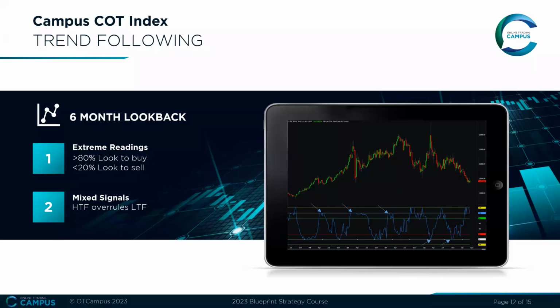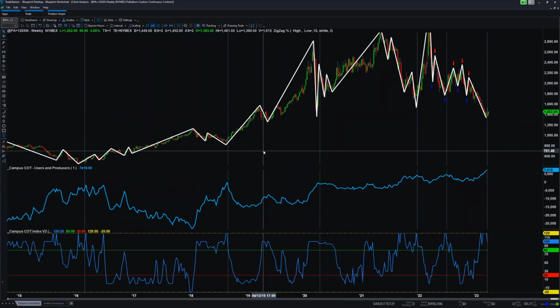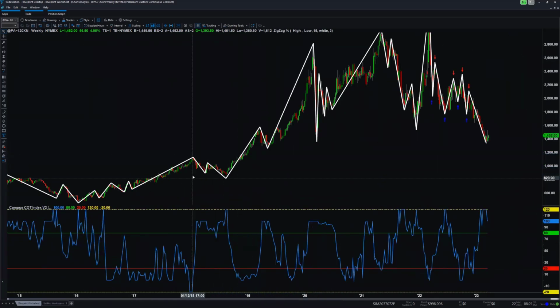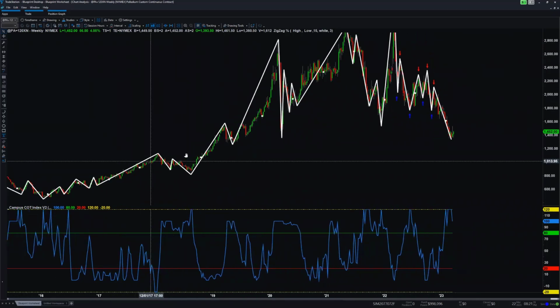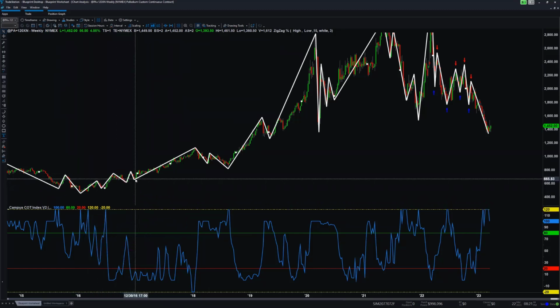So if I'm now going to remove the nets here, then it is fair to say that from these extreme yellow readings, this was the start of an uptrend, right? So we have higher low, higher low, higher low.